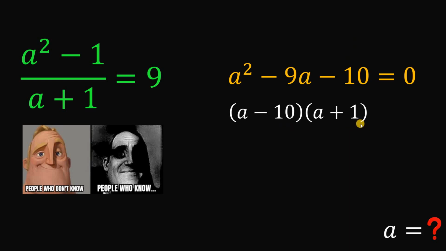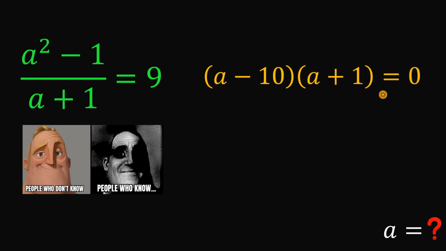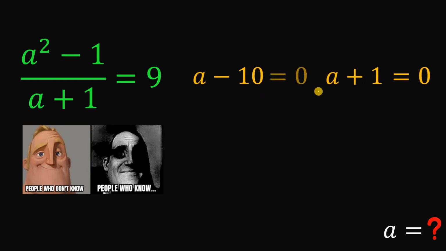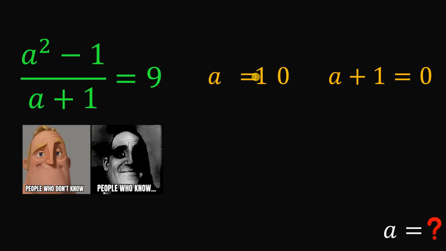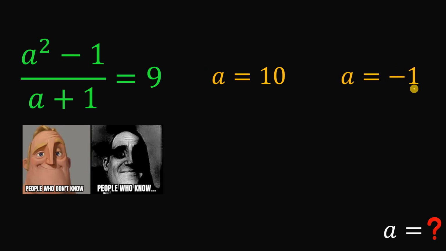So now let's have the factored form. And since it is equal to 0, we can apply the zero property. So we can say that a minus 10 equals 0 or a plus 1 equals 0. Now, in the first case, a minus 10 equals 0. If we add 10 on both sides, we get that the value of a must be equal to 10. So here's the first value of a. Now, how about in the second case? Let's subtract 1 on both sides to get the value of a, and sure enough, we get a equals negative 1.